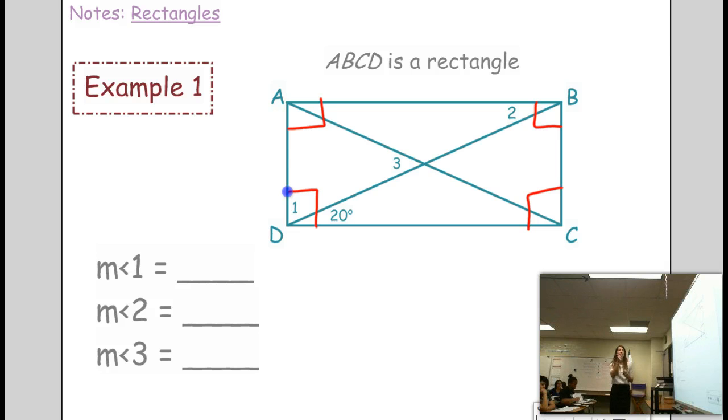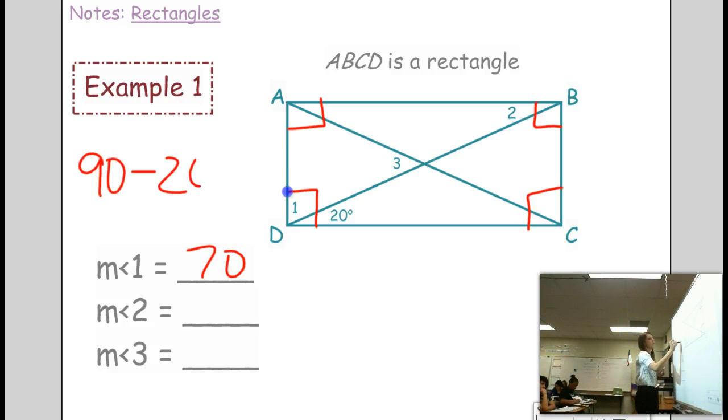So, Alea, you did a great job. You got angle 1. How much is angle 1? How'd you do it? Perfect. 90 minus 20. Because the whole angle's 90 because it's a rectangle. And then we've already used up 20, so how many do we have left? Oh, never mind. I see 20.